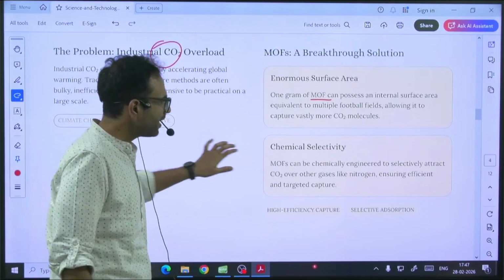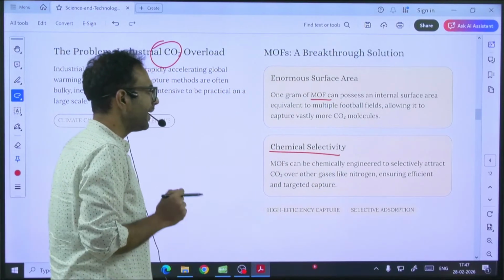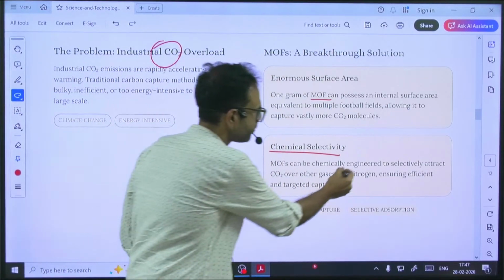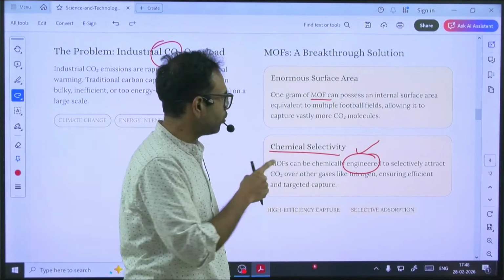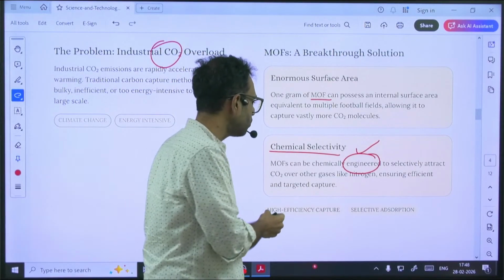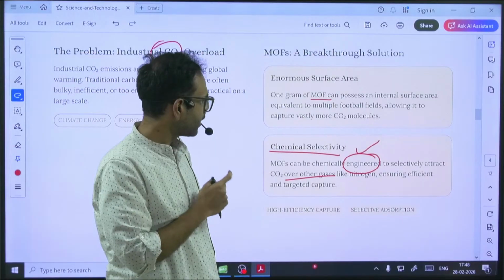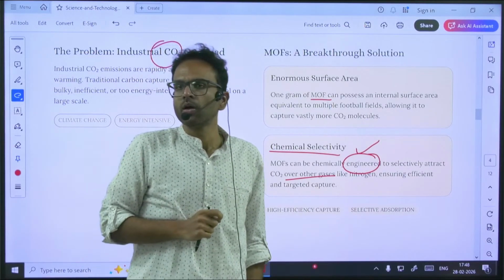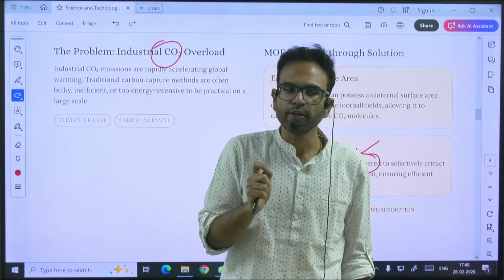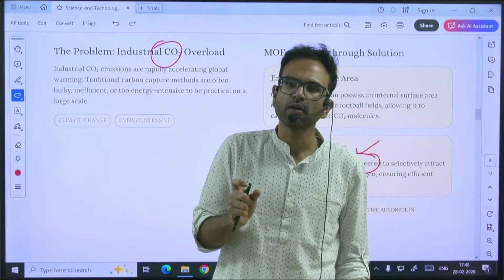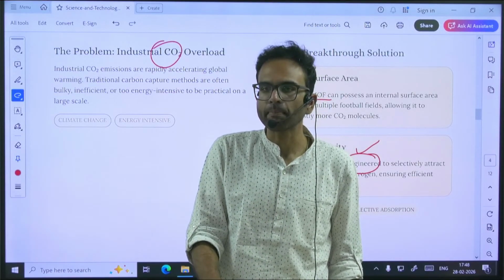Moving forward, chemical selectivity. This is one more point that you need to focus. They can be chemically engineered. Please focus on this. It is created to selectively attract CO2 over other gases, ensuring efficient and targeted capture. So this technology is going to be a huge breakthrough for an industry that is coming up. Carbon capture industry.